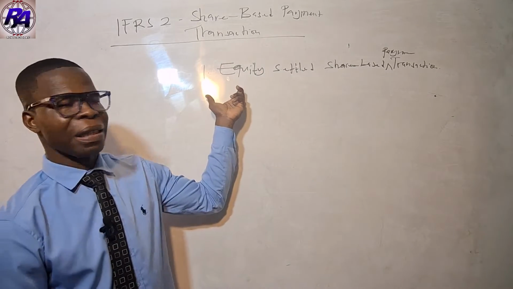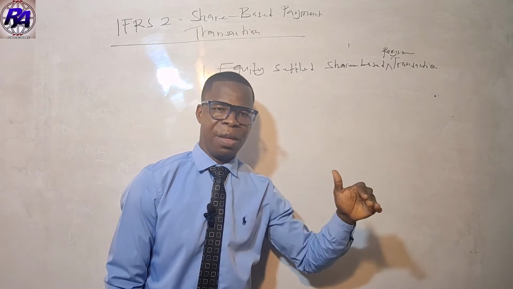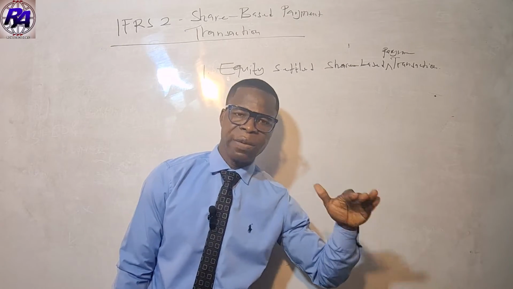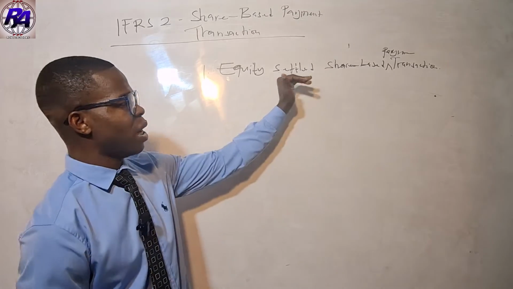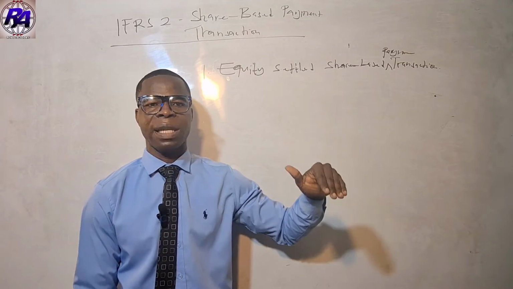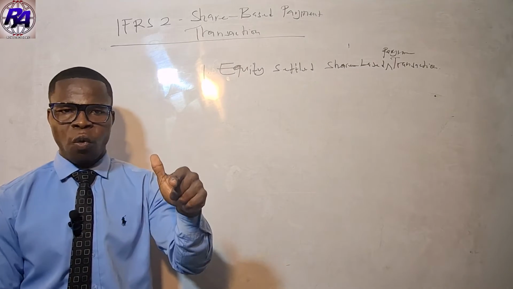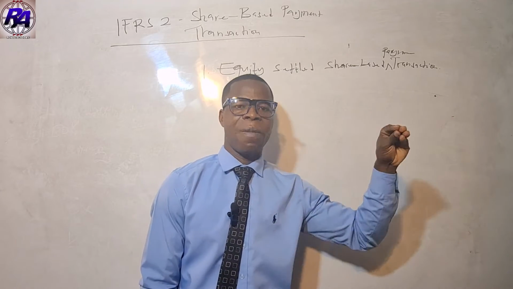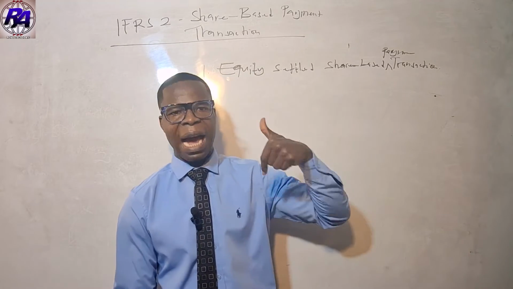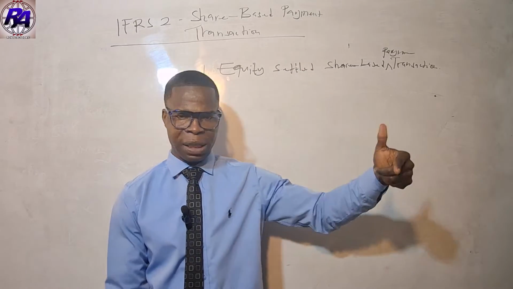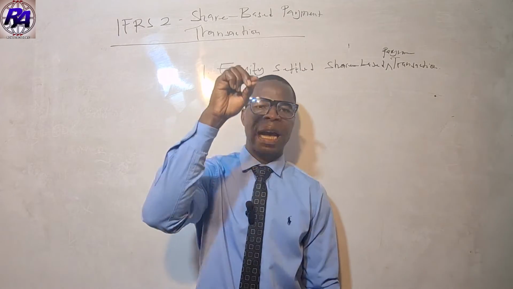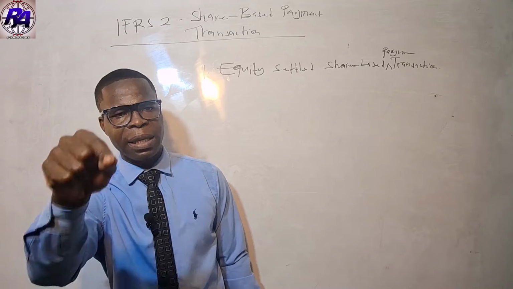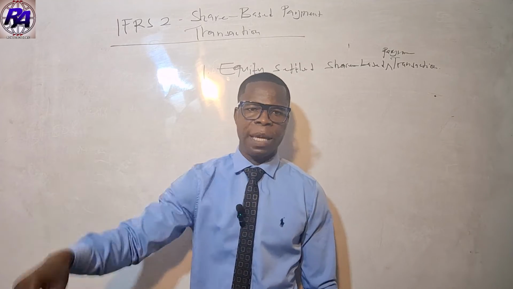All right. So what goes into the recognition, the measurement, the presentation and disclosure of equity settled share-based payment transaction? Already we have established the meaning of equity settled share-based payment transaction to be when an entity receives goods and services from a supplier or from an employee, and in exchange for those goods and services, the entity is issuing an equity instrument or a share option. When that happens, then we say that is an equity settled share-based payment transaction.